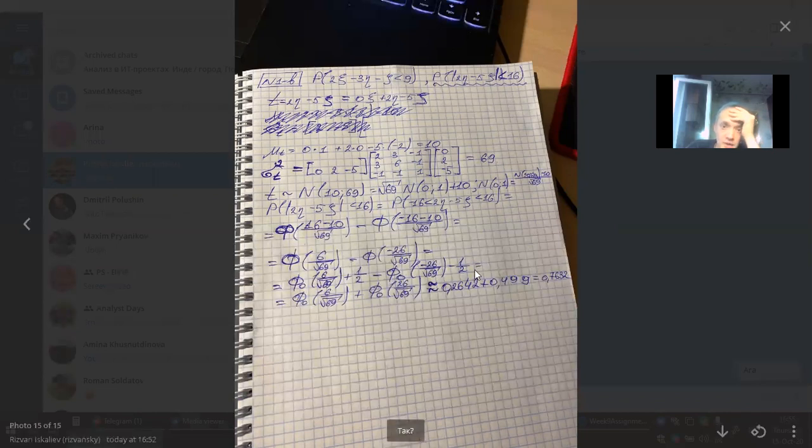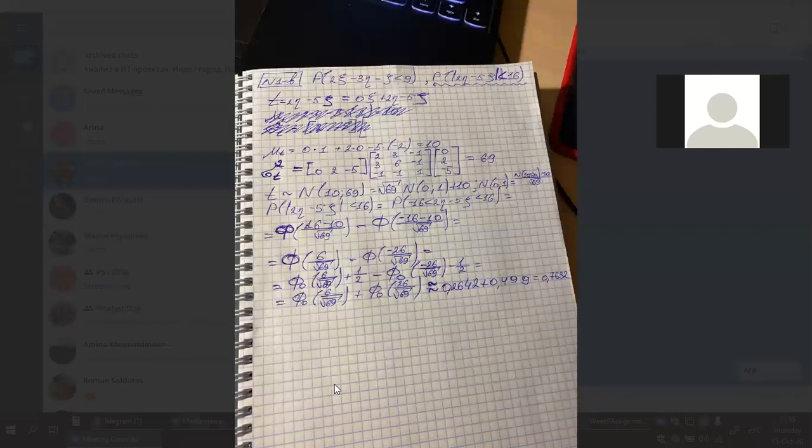Okay, any questions regarding this task? Can you once again explain how to deal with the phi function? I got phi of 6 over root of 69 and phi of 26 over root of 69, and how do I deal with this?